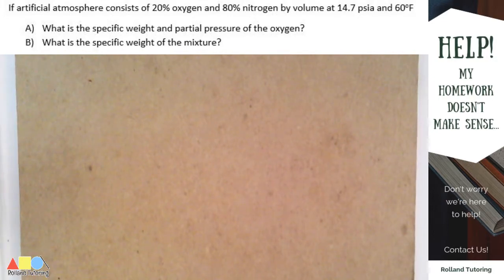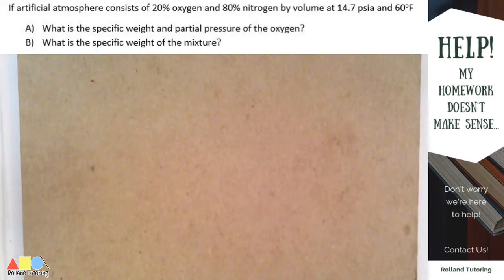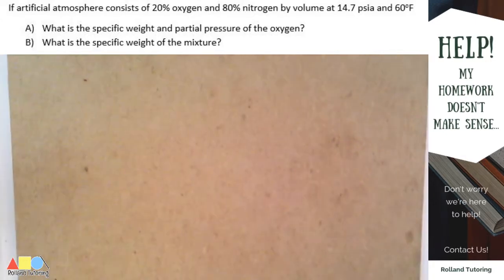Today we are looking at a fluid mechanics problem, and the problem statement is as follows. If the artificial atmosphere consists of 20% oxygen and 80% nitrogen by volume at 14.7 psia and 60 degrees Fahrenheit, A, what is the specific weight and partial pressure of the oxygen, and B, what is the specific weight of the mixture?